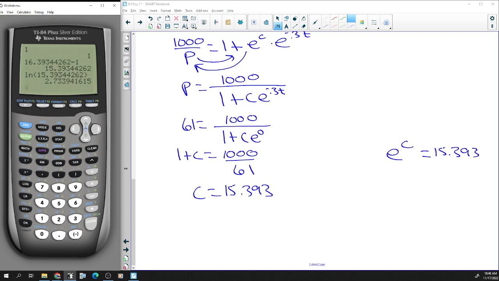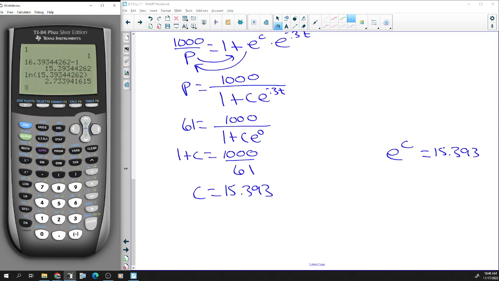So if you leave it as e to the c, you're going to get a different c, but in the end, 15 point something is going to be sitting in that spot no matter what. Doesn't matter what I have c as. So that's why you can change c to pretty much anything you want. All right, anyway, we've got to finish this off.